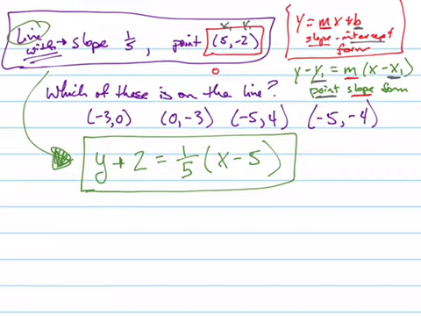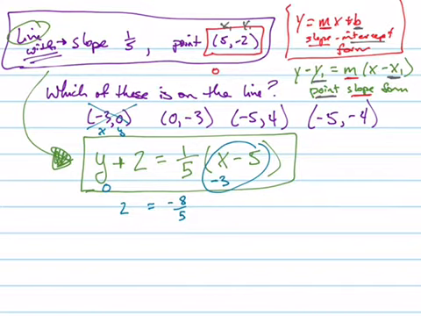Now, to check if these 4 points work, you literally just plug in x and y and see if that equation is true. Plug in -3 for x and 0 for y, for example, and then solve. The left side would be 0 plus 2, which is 2, and the right side, don't forget to do the inside first, that's -8. -8 times 1/5 is -8/5. Is that true? Is 2 equal to -8/5? No. Of course not. So therefore, this is not on the line.